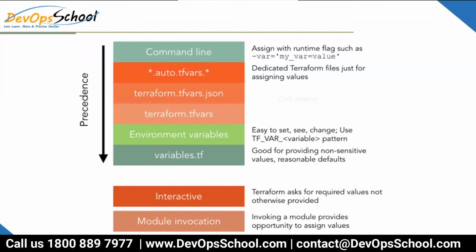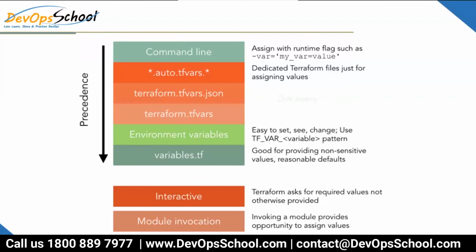No, I'm repeating, multiple options are there. Okay. And guys, the fifth option from the bottom, or from the top, the second option, is any file with .auto.tfvars. The file name can be anything, but it should end with .auto.tfvars, and the format can be JSON or YAML. The fifth option from the bottom is a dedicated Terraform file just for assigning values.